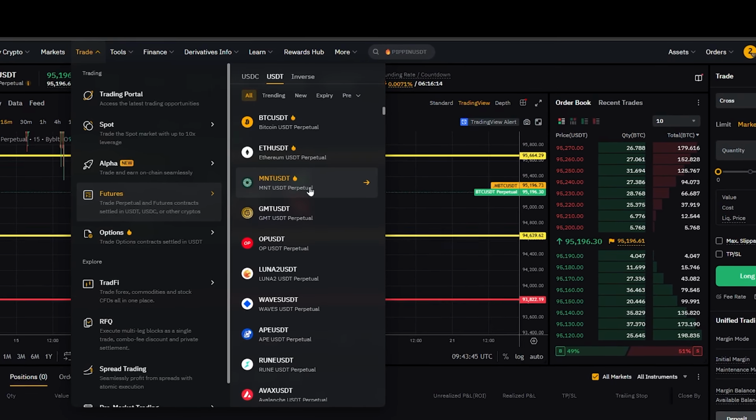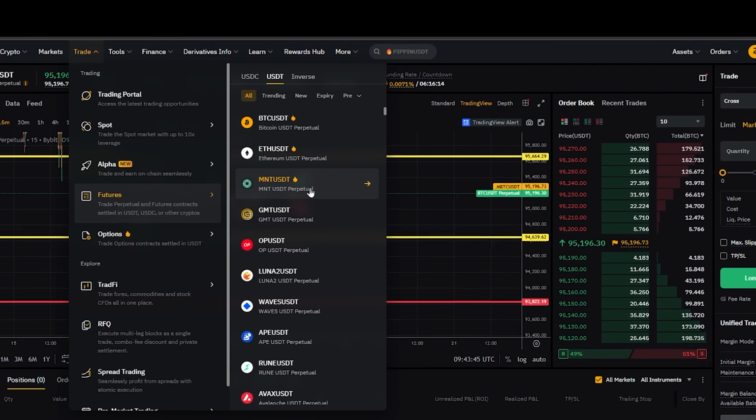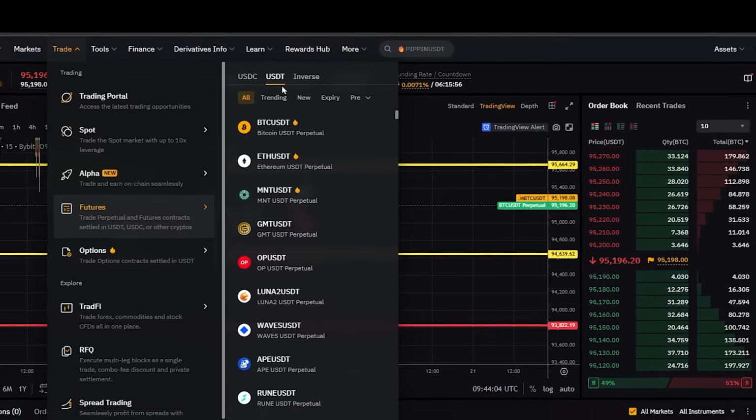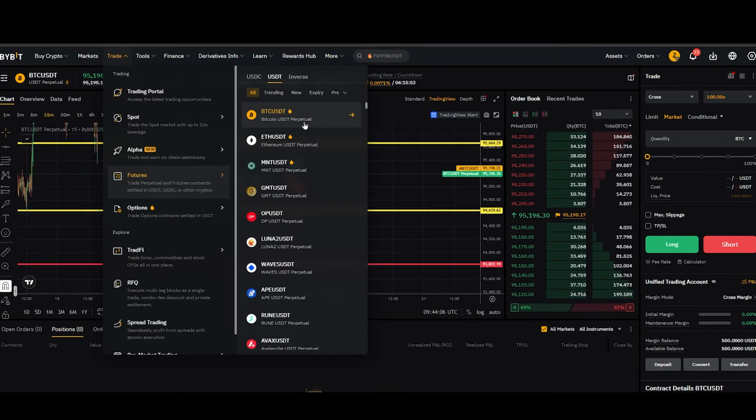When you enter the futures section, you'll see several markets. The most commonly used one is the market calculated in US dollars. Why does this matter? Simple. It makes it much easier to understand how much you're making or losing. No confusion. Select Bitcoin and the chart opens.